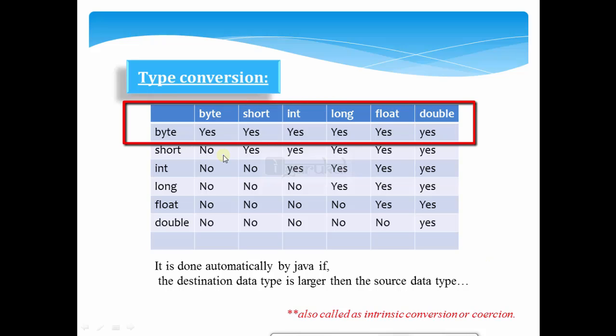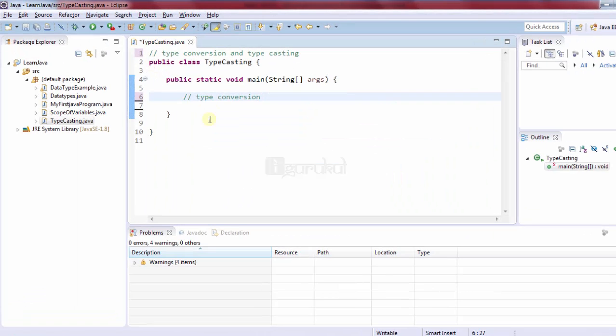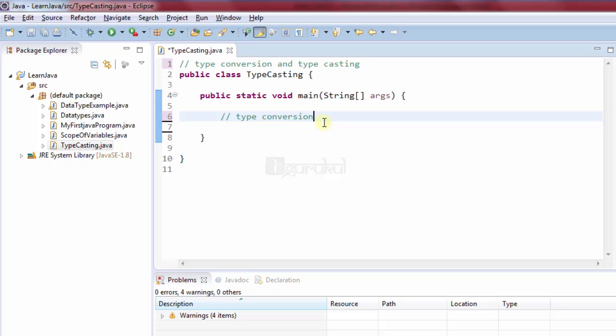Suppose I have to store the value of byte A, that is 20, into an integer data type. It can be done implicitly if I have an integer variable. Let's take an example and see the difference. Go to Eclipse, create a file. I have created mine. First of all, we are learning about type conversion.